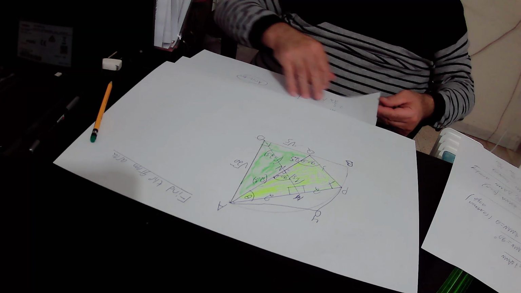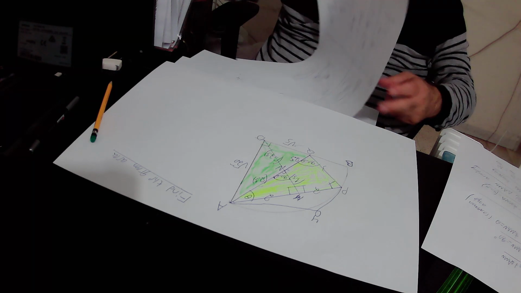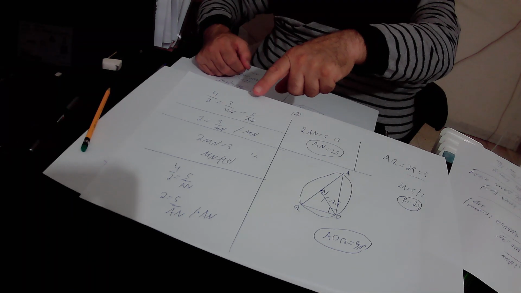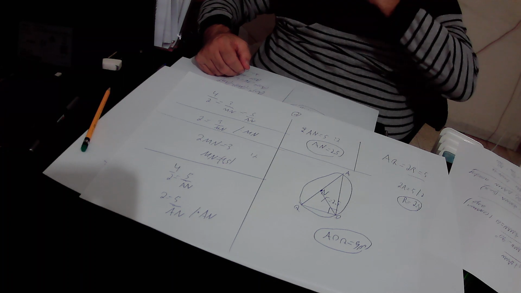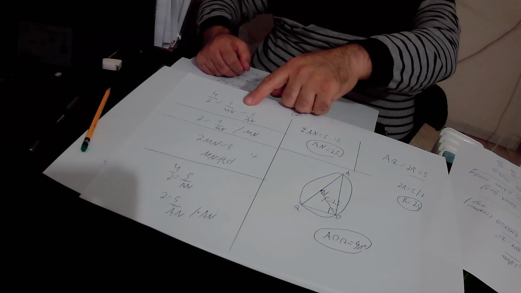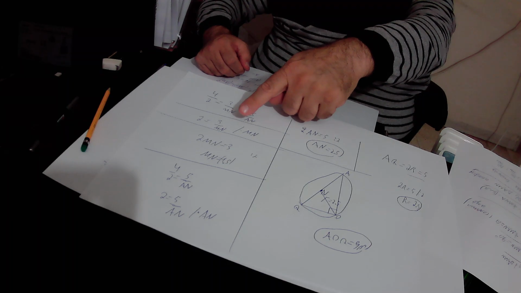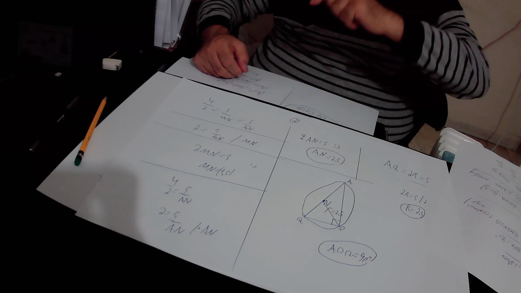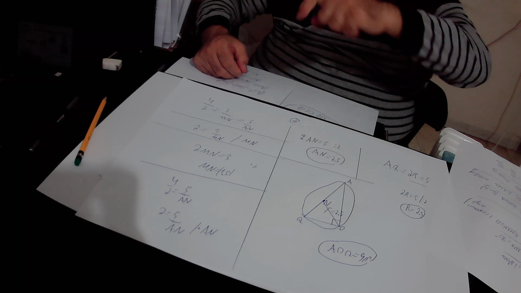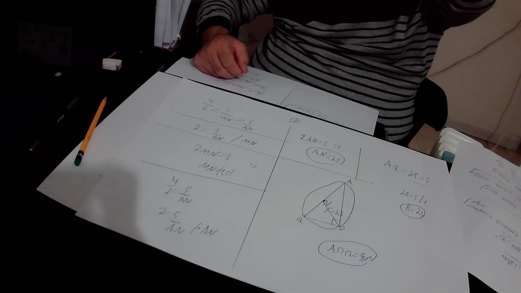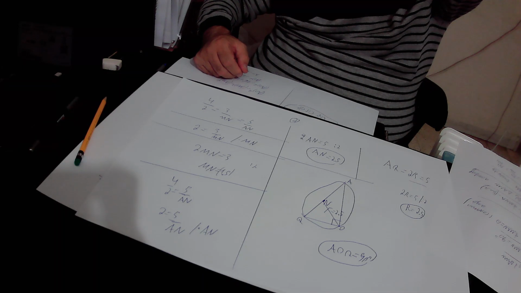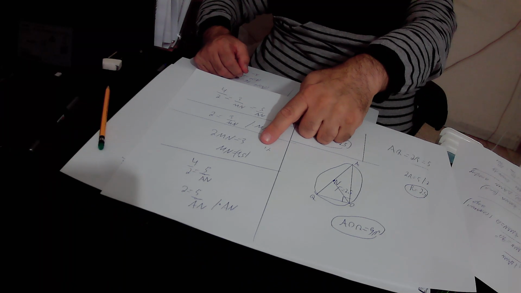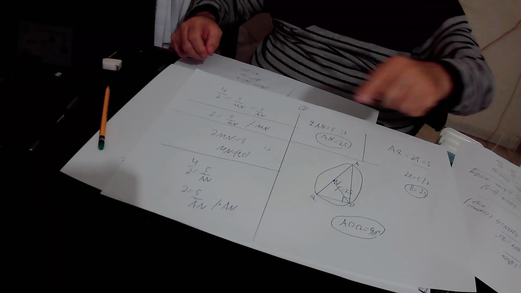It's actually found out that 4 over 2 equals 3 over MN equals 5 over AN. 4 over 2 is 2, that is equal to 3 over MN. We multiply this equation by MN and find that 2 times MN equals 3. Then we divide this equation by 2 and find that MN equals 3 over 2, that is 1.5. Okay, MN equals 1.5.